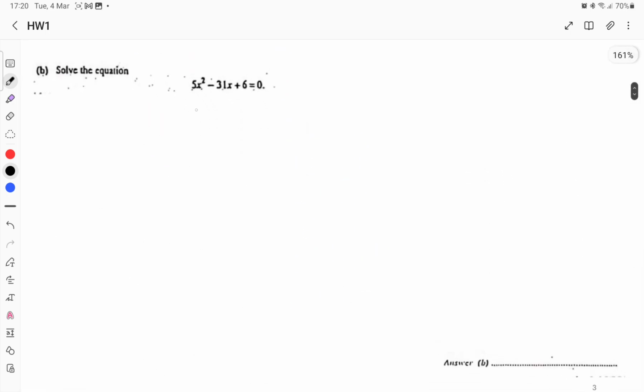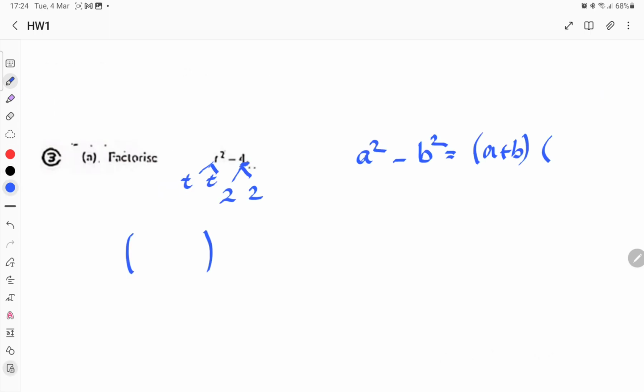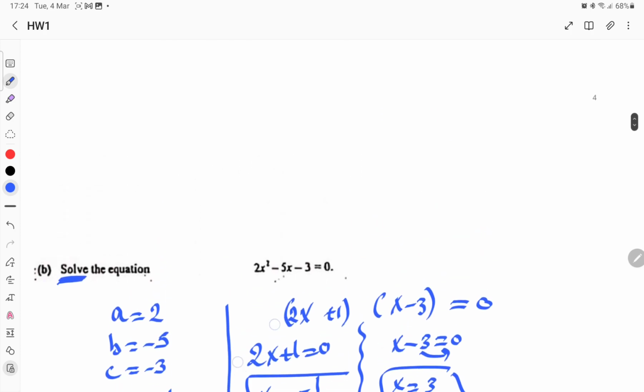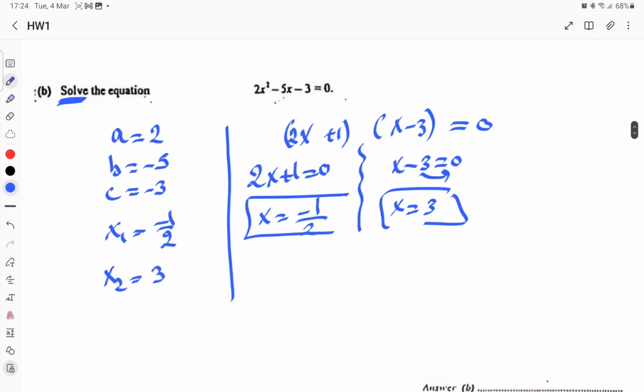Solving the equation 5x squared minus 31x plus 6. You can solve it with the calculator. A is 5, B is negative 31, and C is 6. Again, here we did the rule for this question, 2x squared minus 5x minus 3, A, B, and C. And I have, using the calculator, x1 and x2. I took the 2 beside the x and changed the sign, instead of minus it became plus, and the same thing here, it's positive 3, it became minus 3.